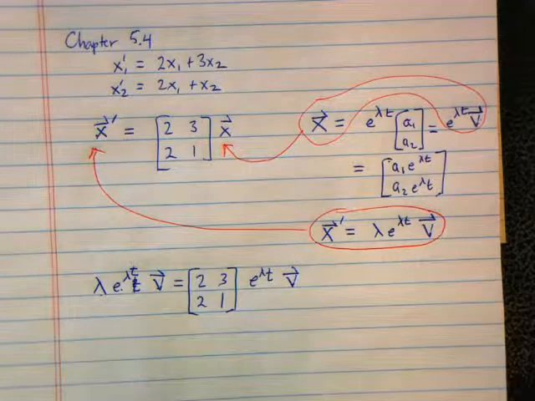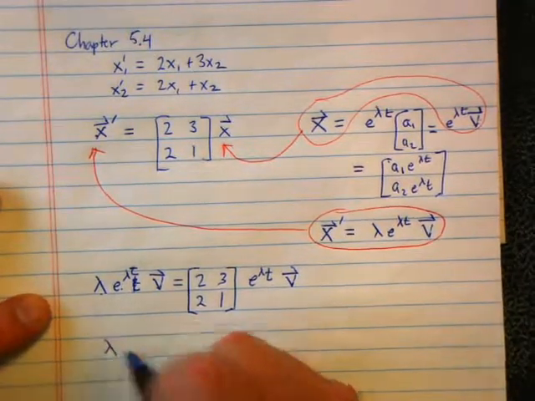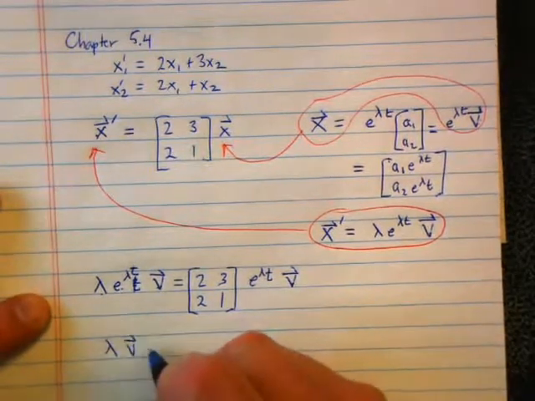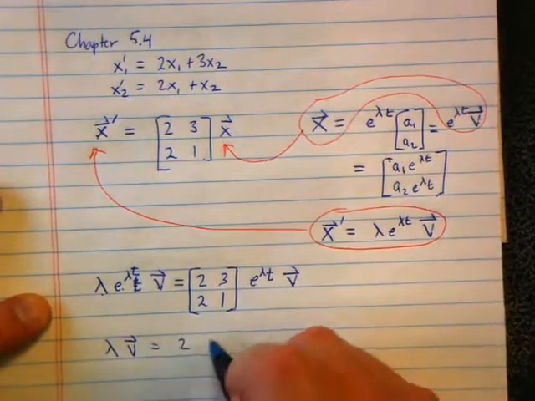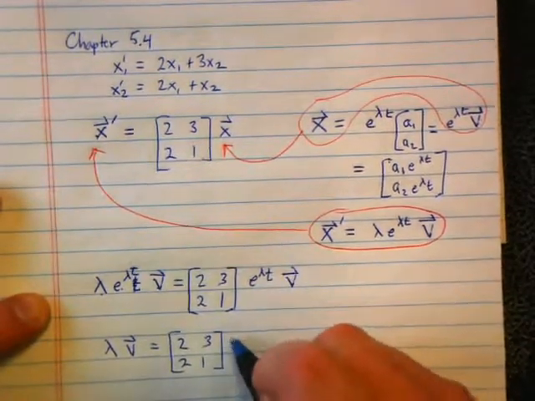Okay, so you're absolutely right. I can divide by e to the lambda t. I have lambda times vector v equals [2, 3; 2, 1] times vector v.